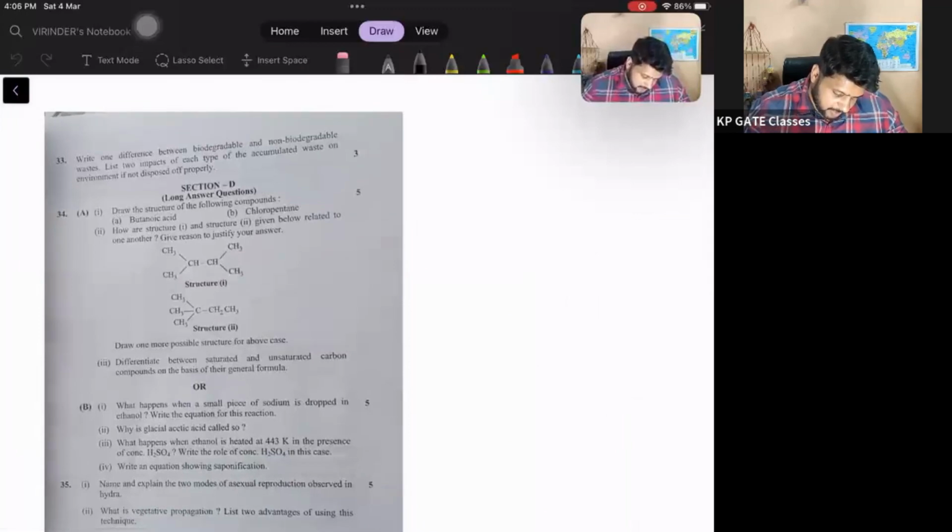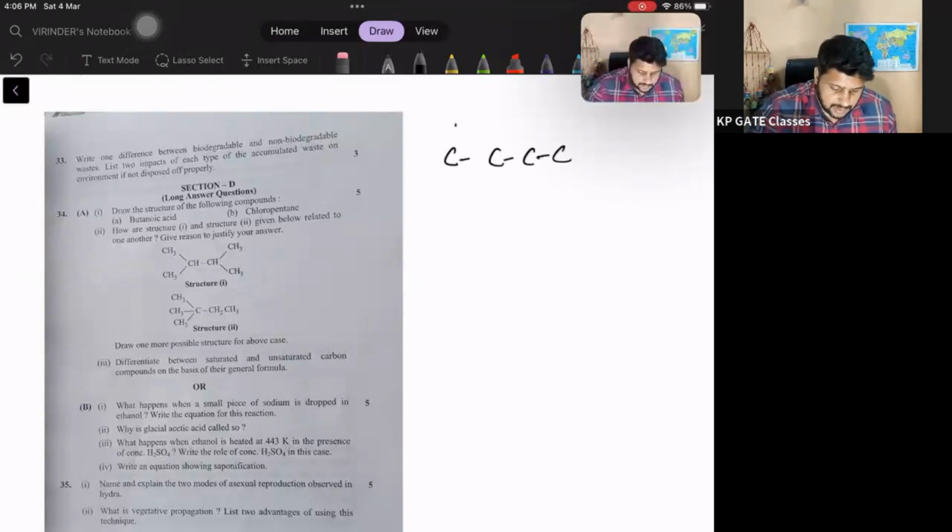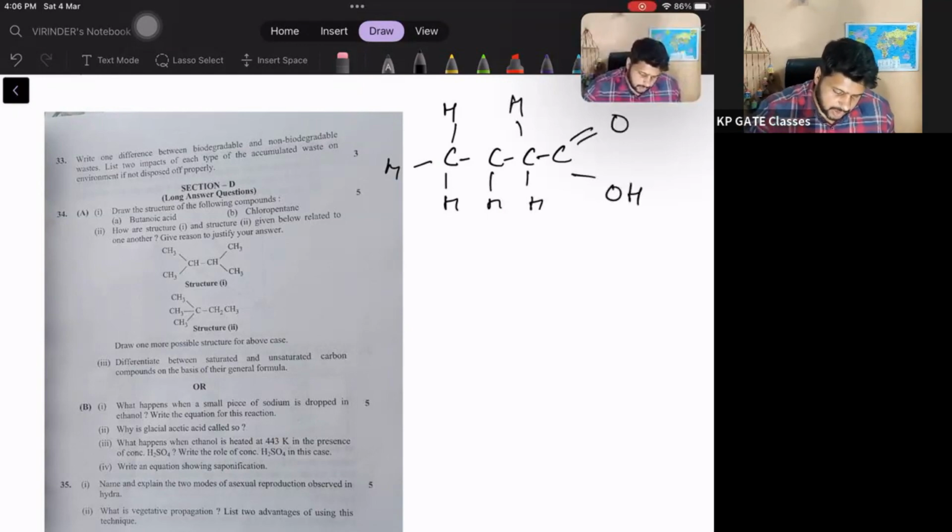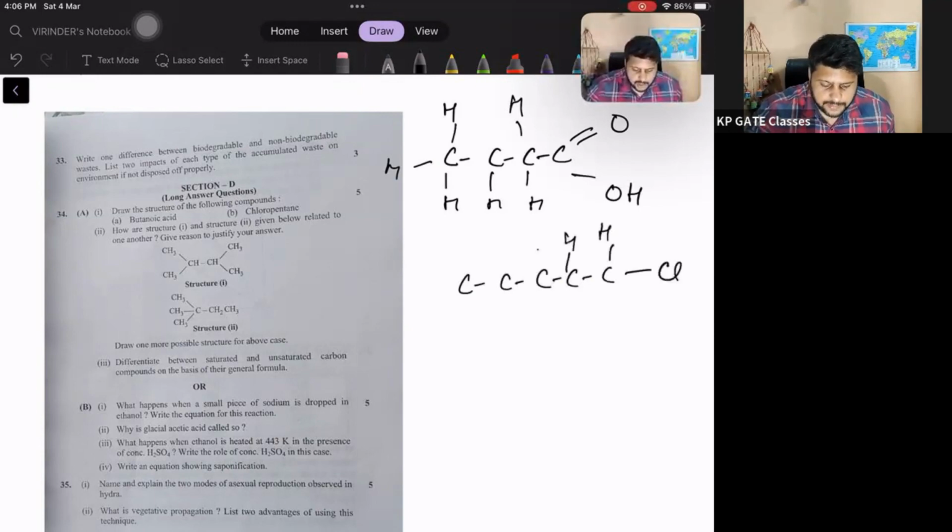Write one difference between, so this is a simple question. Here he has asked about the formula of butanoic acid, so we have to draw the structure. Butanoic acid, so carbon will be 4, hydrogen, hydrogen, hydrogen, hydrogen, hydrogen, hydrogen, OH, O. This will be the butanoic acid. Then chloropentane: pentane, carbon 5, and on one side just add chlorine.